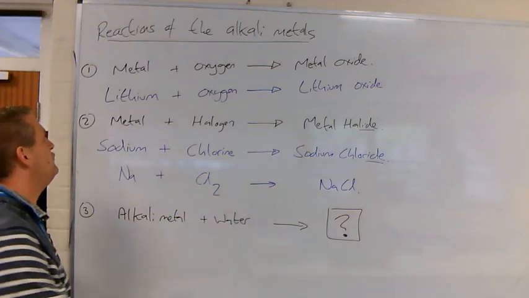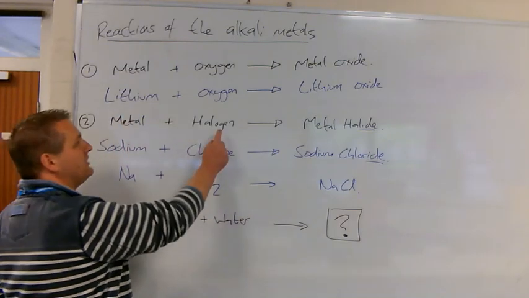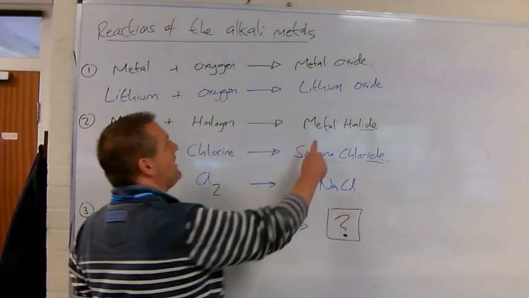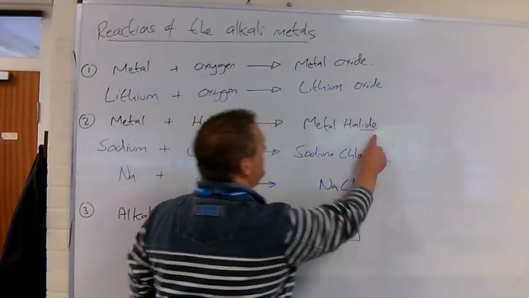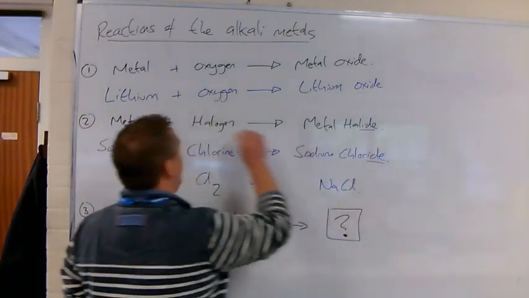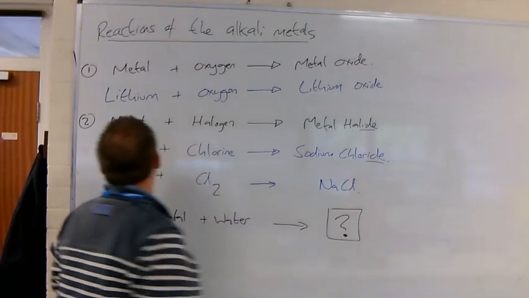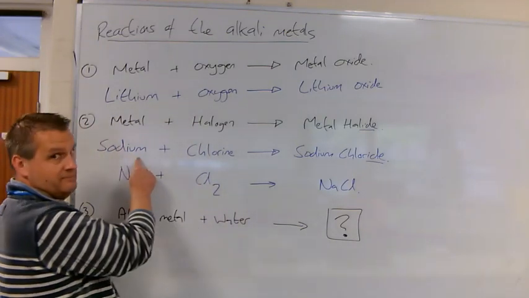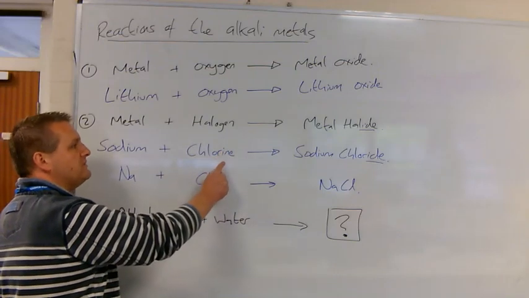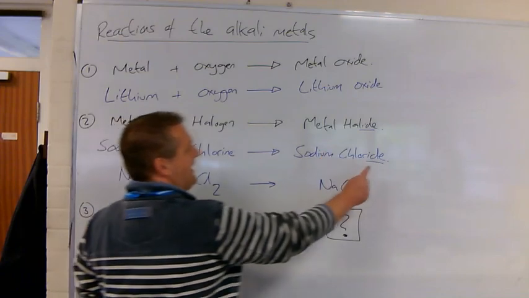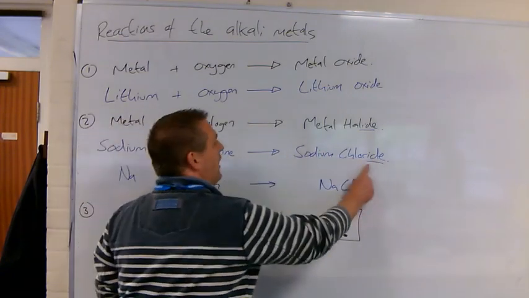Second reaction, if you take a metal and react it with a halogen, if you remember a halogen is just an element from group 7, you get what is called a metal halide. Just like when you turn an element into a compound normally, you have to change the ending: halogen becomes halide. A nice example there: if you took good old sodium, a group 1 alkali metal, and reacted it with chlorine in group 7, you'd make your table salt, sodium chloride. Again, the ending goes from ine to ide.